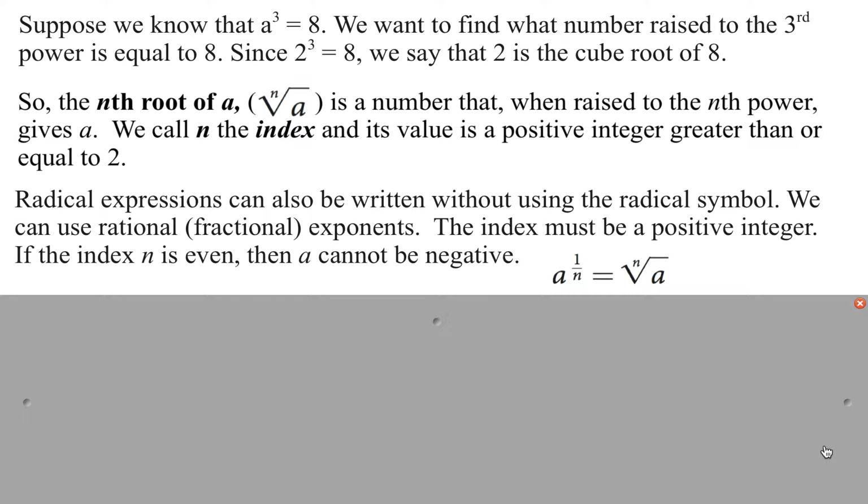Okay, so radical expressions can also be written without using the radical symbol. We will be converting back and forth. The one on the left is called exponential notation, and the one on the right is called radical form or radical notation. So you're going to be converting back and forth between these. So notice if n is 2, if this is a square root, that's the same as a to the 1/2 power. And I know we've already talked about that in class, so that's just a little bit of a review for you.